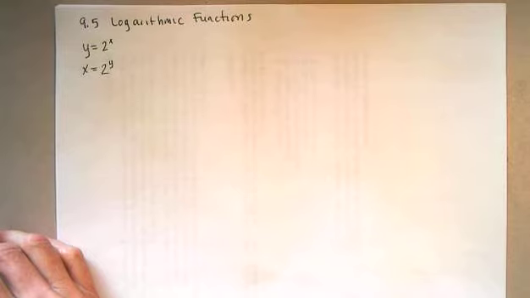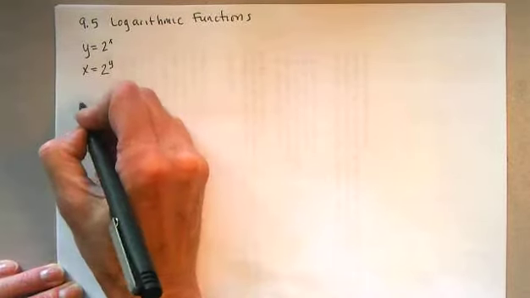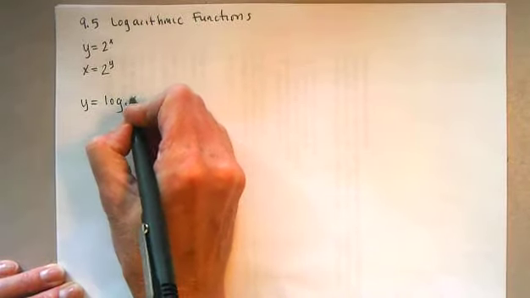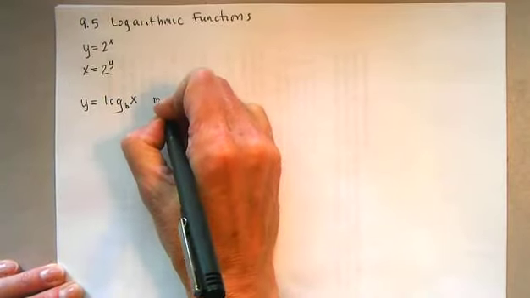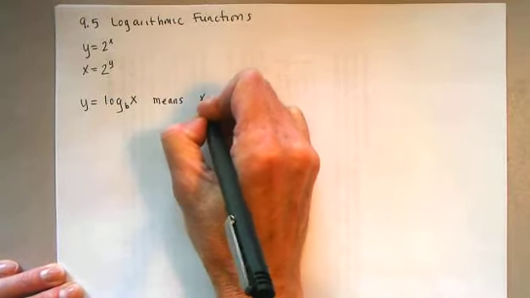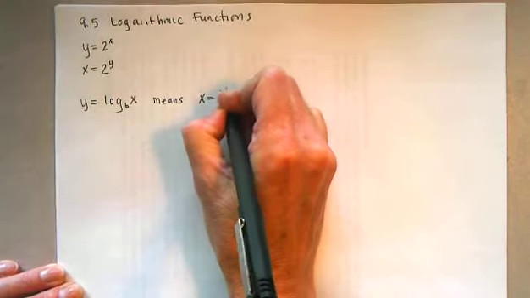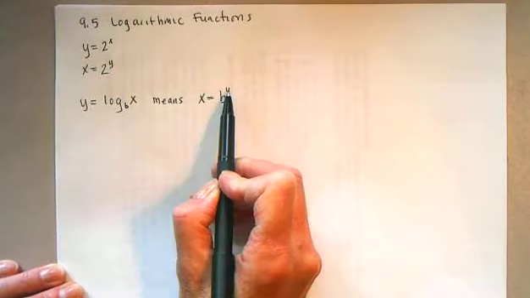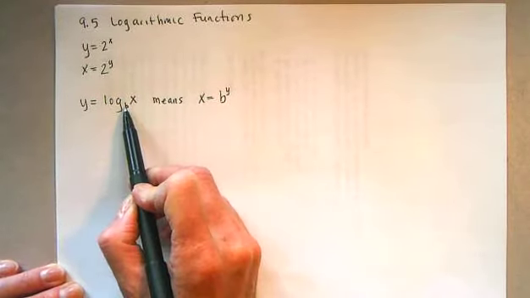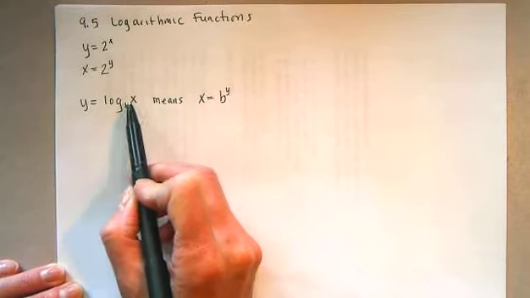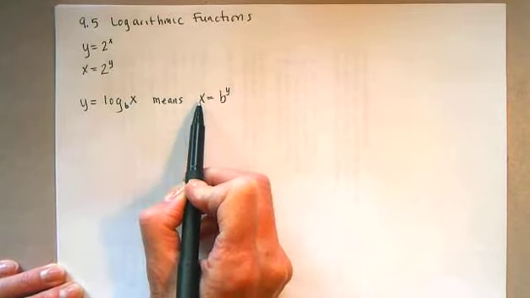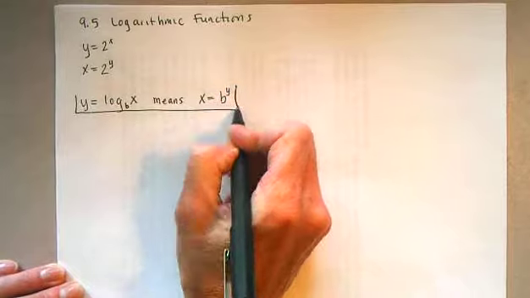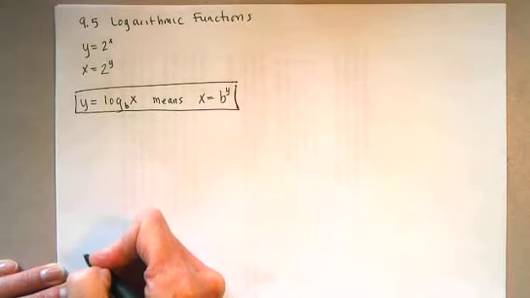Logs pull exponents down. So if you see that y equals the log, we'll call the base b, of x, that is equivalent to x equals the base raised to y. So what the log is equal to is the exponent. The base of the log is the base of the exponent. And what you're taking the log of is out right here all alone. This is pretty important. That's what you want to understand, and be able to go back and forth with easily.